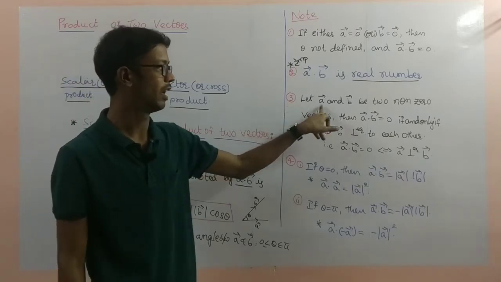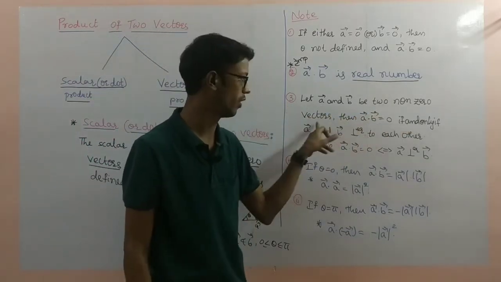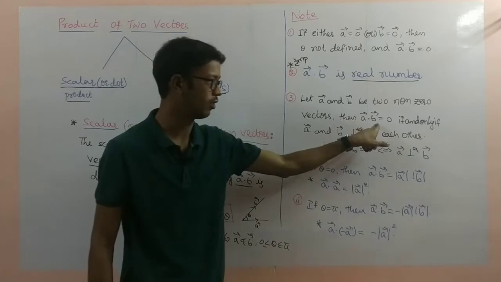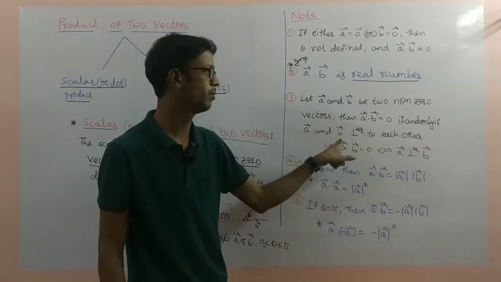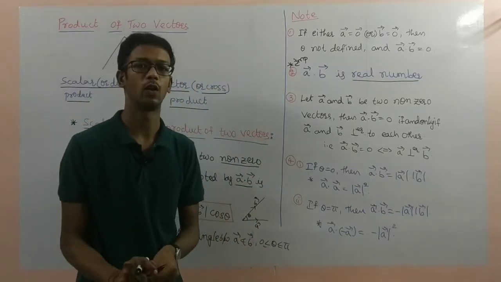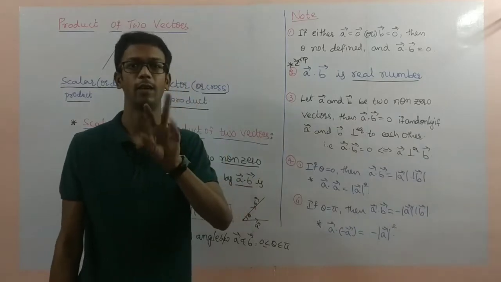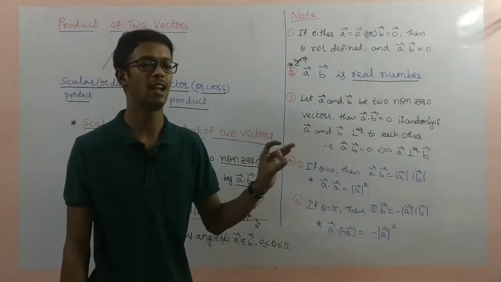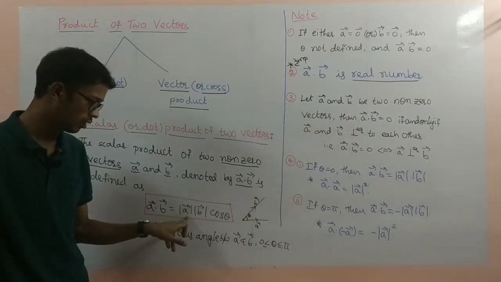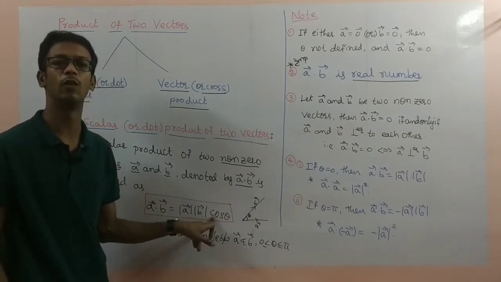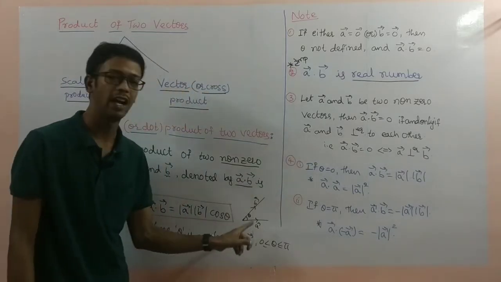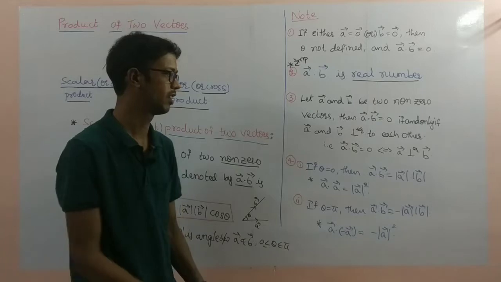Note point 3. A bar and B bar are two non-zero vectors. A bar dot B bar is equal to 0 if and only if A bar and B bar are perpendicular to each other. Here A bar is a non-zero vector, B bar is a non-zero vector, but the dot product is 0. That means the magnitudes are non-zero, so cos theta must be 0. Cos 90 degrees is 0, so the angle between A and B becomes 90 degrees. This is a very, very important point.